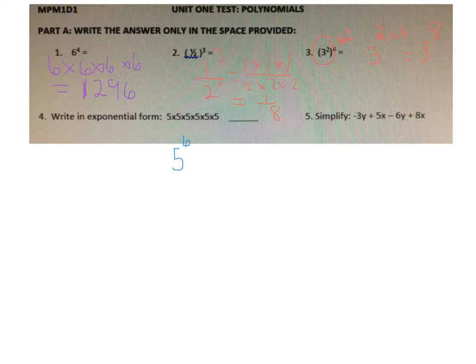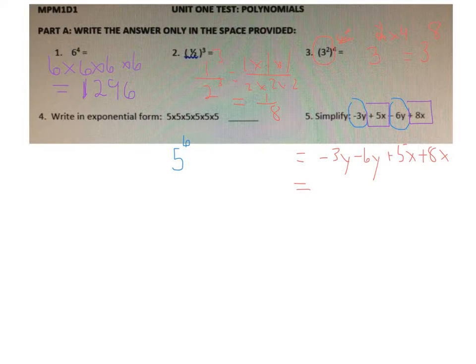And in question 5, we're going to group like terms together. I'm going to draw some circles and squares again because you know how much I love circles and squares. So I'm going to put a circle around the y terms, and then I'm going to put a square around the x terms. And when I put all that together, I have minus 3y minus 6y plus 5x plus 8x. And don't forget to put your equal sign on the left side of your answer.